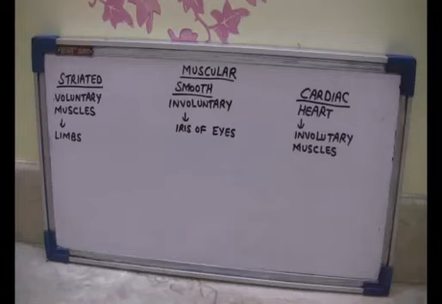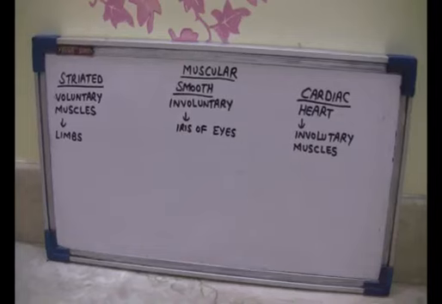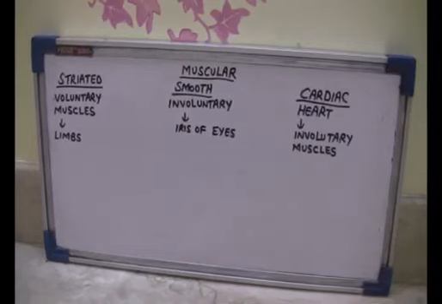The third one is the cardiac muscles. The cardiac muscles obviously are also the involuntary muscles. We can't control the contraction and relaxation of the heart. They are all found in only heart.